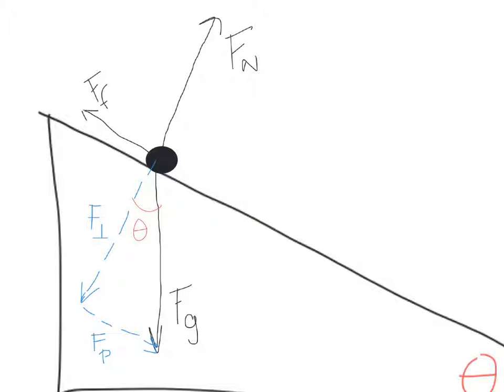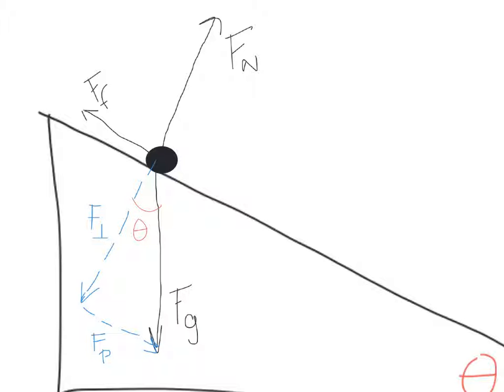Here we have the free body diagram that we developed yesterday in class with an object on an inclined plane. We're assuming it's at rest. We've already broken the gravitational force down into its components: the perpendicular component, perpendicular to the incline, and Fp, which is parallel to the incline.